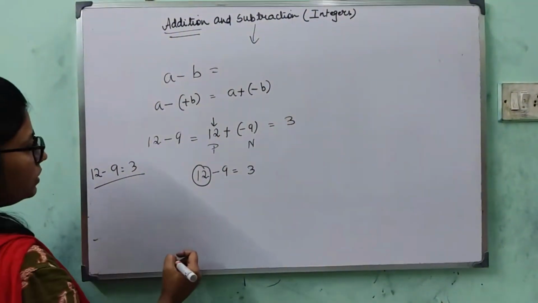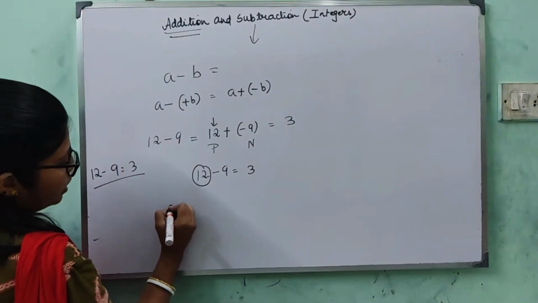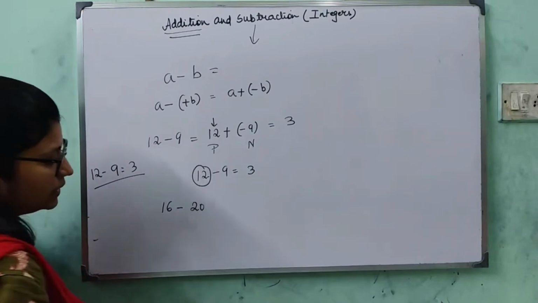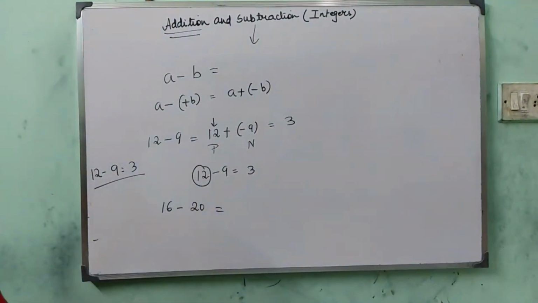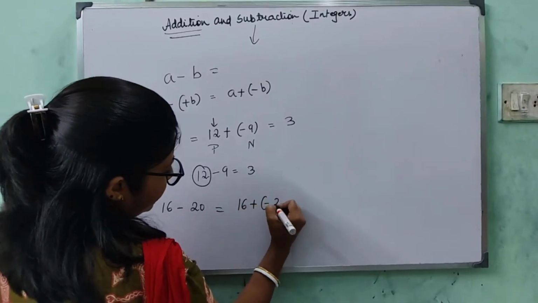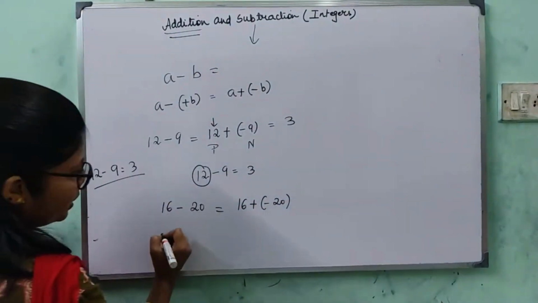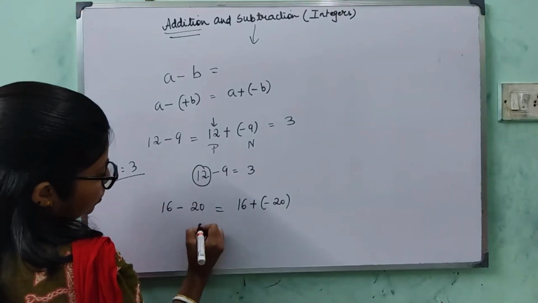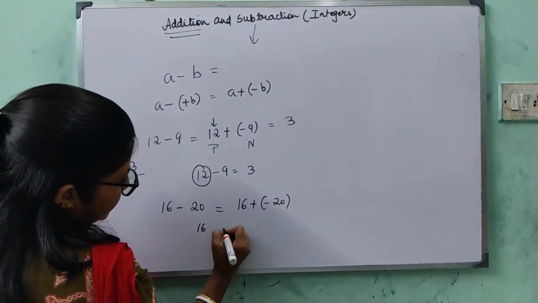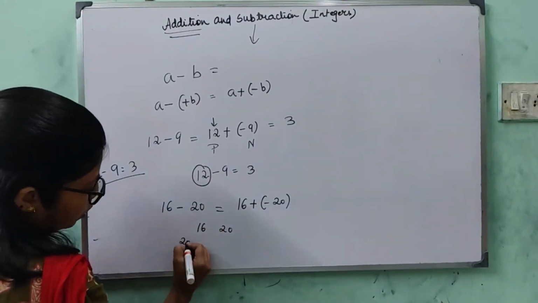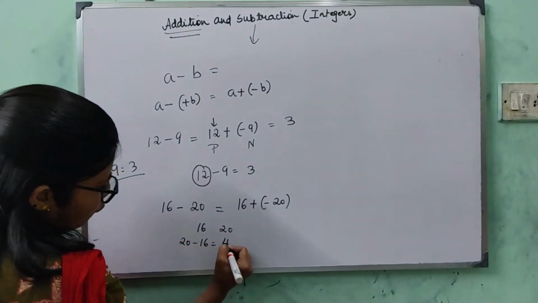Okay. Next, if this was 16 minus 20. So this is given in the minus form. Let us write it in the plus form: 16 plus of minus 20. Okay, now I can see it's in the form of a positive integer and a negative integer. So bring the two numbers separately. 16 and 20 are the two numbers without the signs. Now find the difference. 20 minus 16 is equal to 4.